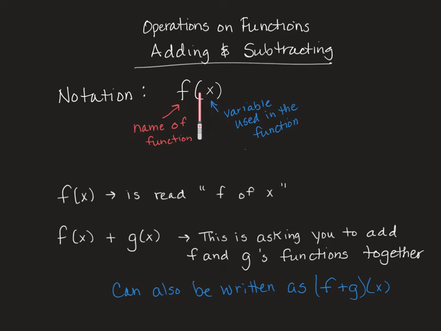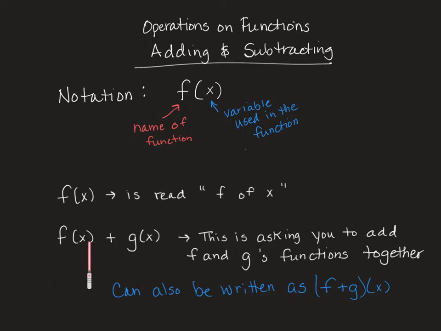The piece that is in the parentheses tells me what variable is used for a function, and we're going to see how I'm going to plug something else into that later on, and we're going to handle that as well. When I see this notation, it is read f of x. That's how we would read that off in a sentence. And then this is what you're going to be asked.